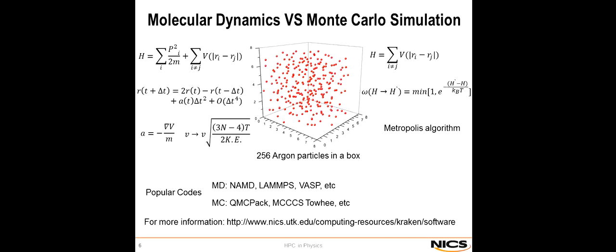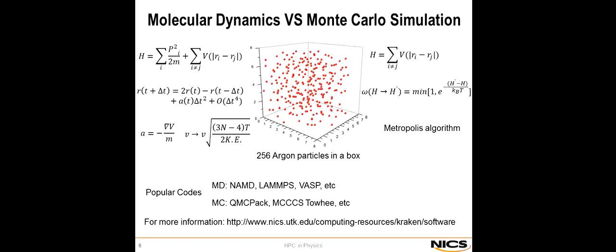So let's look at this problem. Say you have several hundred argon particles in a box. This is, I think, a simple problem because the interaction between argon particles is basically negligible in this case. And how do you solve this problem? If you ask what's the average velocity, what's the average distance between atoms, what's the average energy of this system, there are two ways you can solve it.